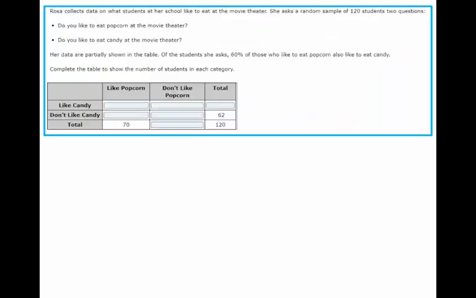All right, here is the last one that we're going to take a look at. So Rosa collects data on which students at her school like to eat at the movie theater. She asked a random sample of 120 students 2 questions. Do you like to eat popcorn at the movie theater? Do you like to eat candy at the movie theater? Her data is partially shown in the table. Of the students she asked, 60% of those who eat popcorn also like to eat candy.